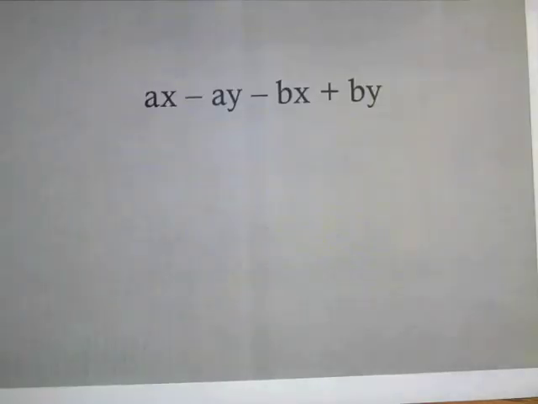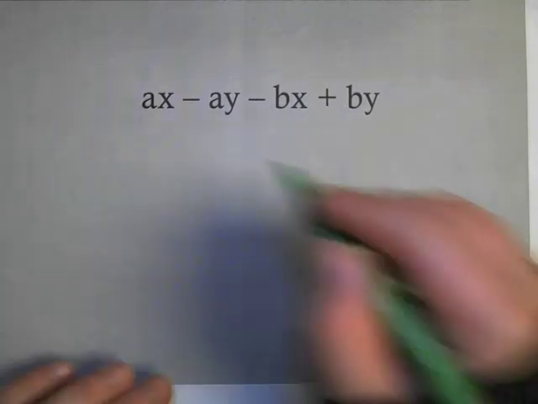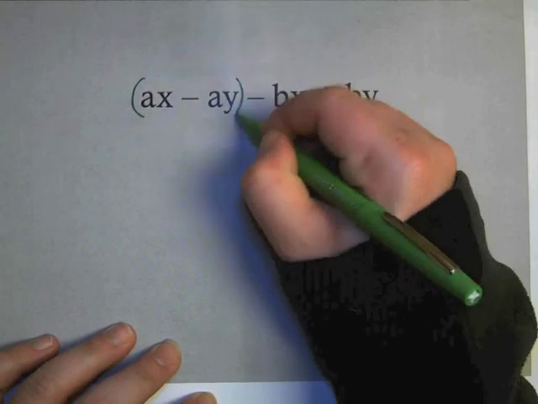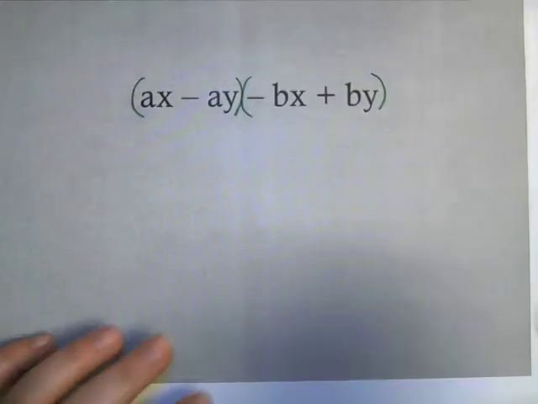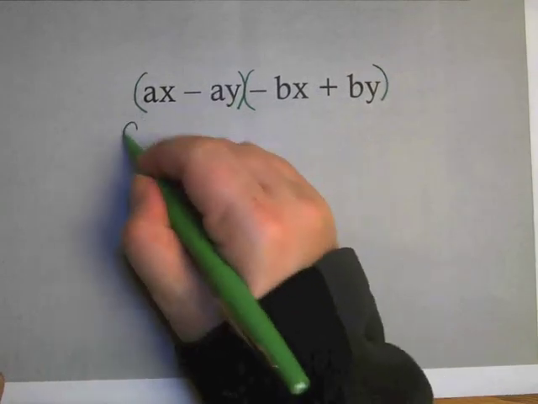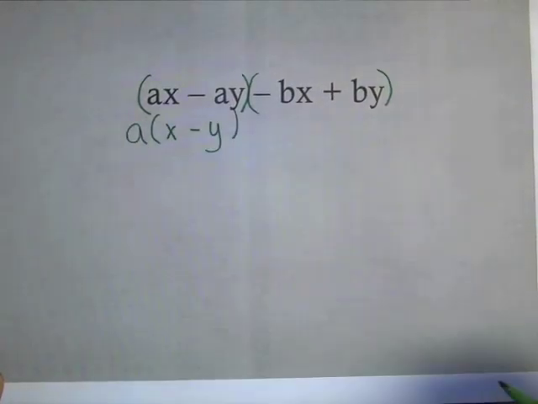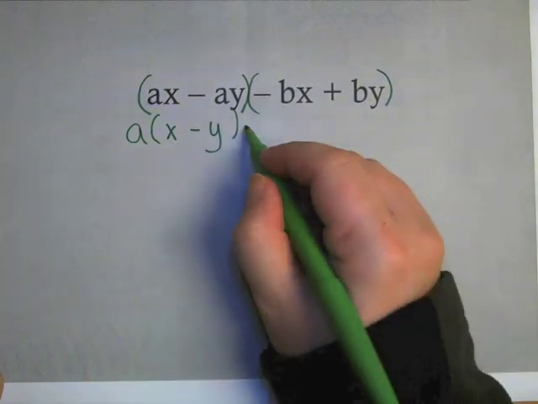Okay? One more example. This time it's all variables, but don't be scared of the variables. You're just looking for what we have the same. All right, so I'm going to group them because there are 4 terms, so we group. Now, what do these two have in common? They have a's in common. So what's left? X minus y.